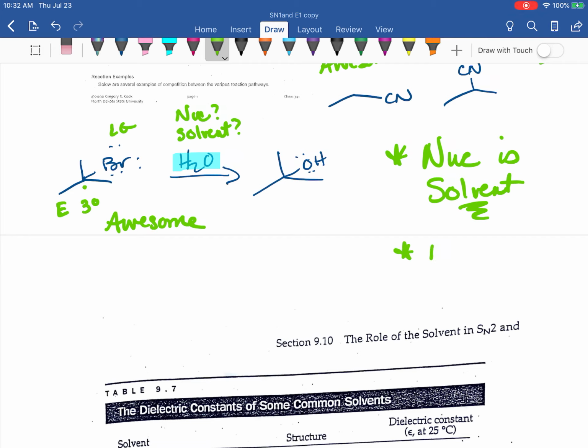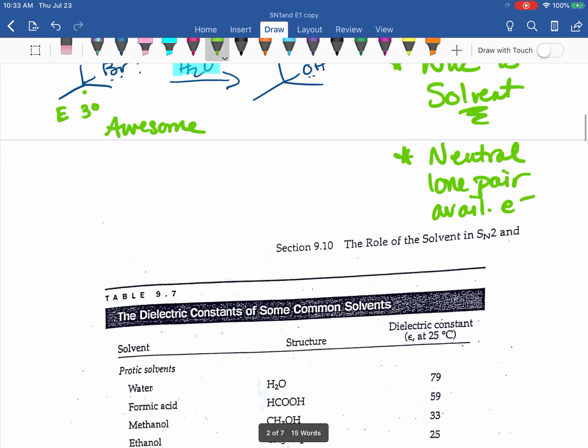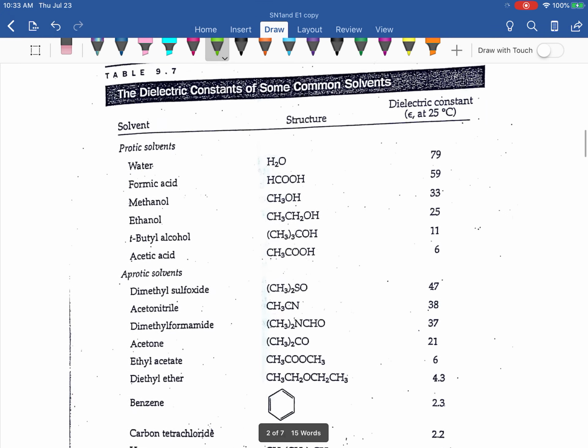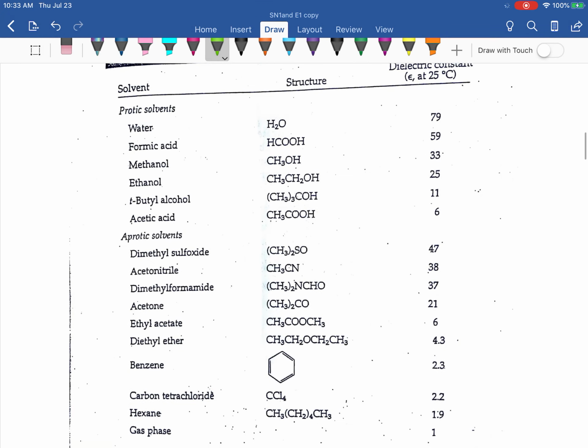Well, the first thing we notice is that they are neutral, but they have lone pairs. Remember, what makes a good base or nucleophile? You have to have available electrons. So I brought in our solvents list again. Not every solvent is created equal. Your solvent for an Sn1, oops, that's a little too fluffy.